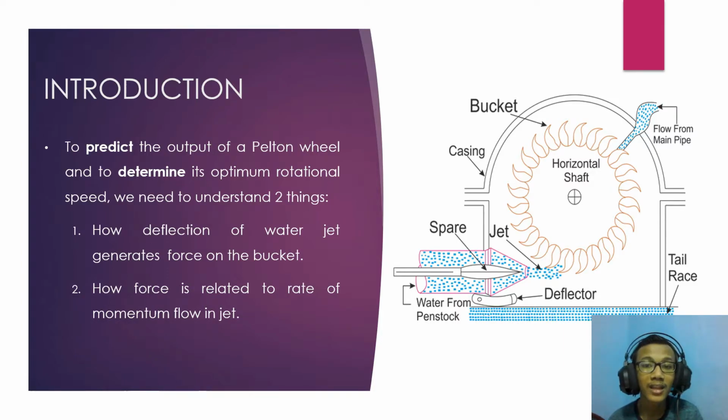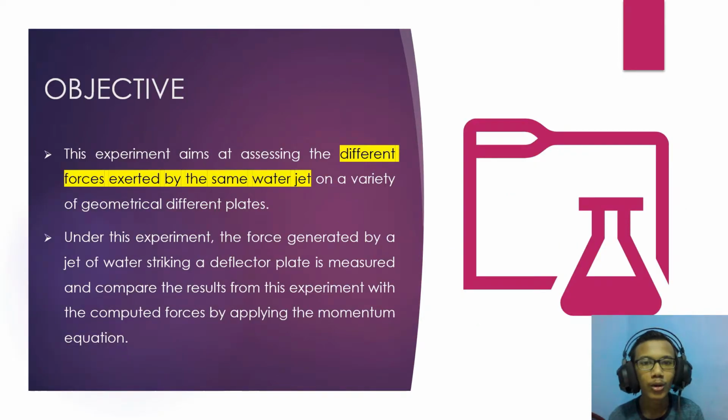To understand this, a simple lab experiment can be done. The objective of this experiment is to assess the different forces exerted by the same water jet on a variety of geometrically different plates. There are two plates that we will use in this experiment. The first is a flat plate surface, and the second one is a hemispherical cup.